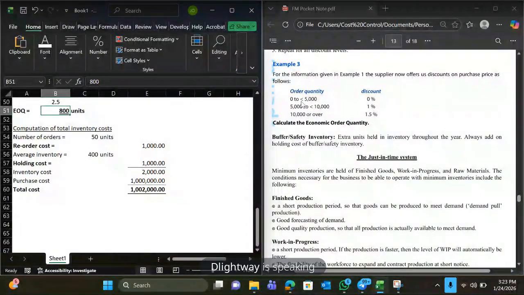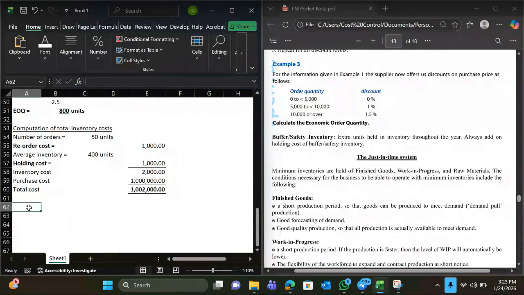But for the second one, we now decide to order more than 800 units. We assume we order 5,000. We are just assuming, please take notes. That's what you do in your exam, because they didn't give you a specific quantity. They just told you that if you order between 5,000 to 9,999, you'll be given 1%. So we take the first number from that range. So 5,000, let's assume we ordered 5,000 units.